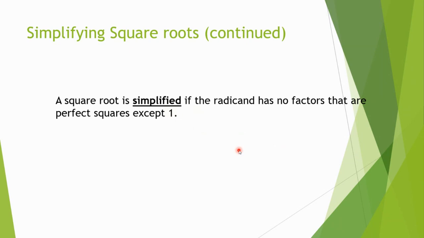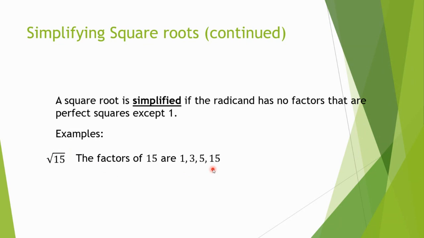Okay, that's a fun definition, I know. So let's see some examples of this. Well, let's look at the square root of 15. Is that simplified? I don't know. Let's look at the factors of 15. We get 1, 3, 5, and 15. Those are the only factors of 15.